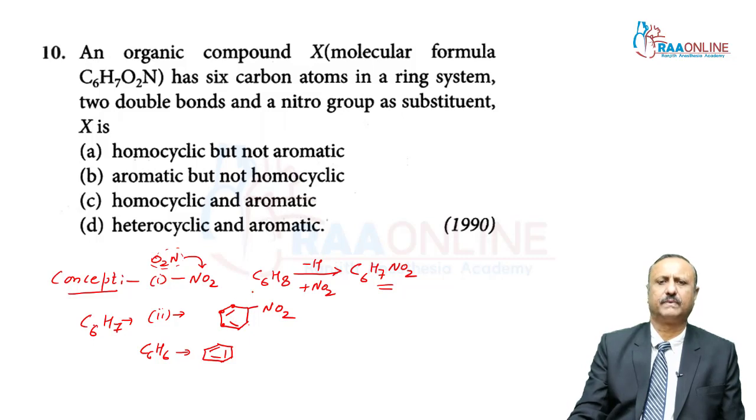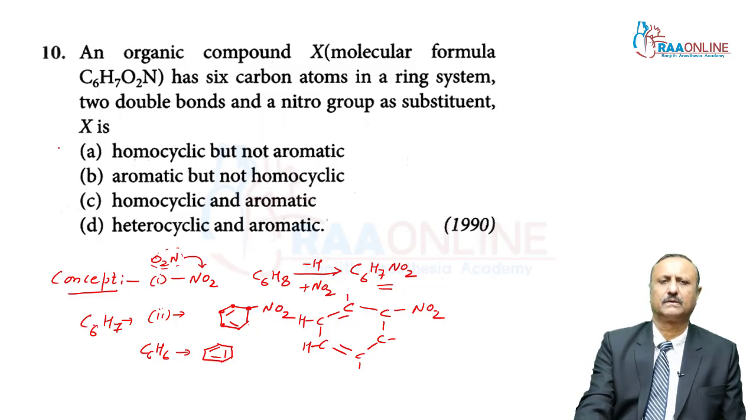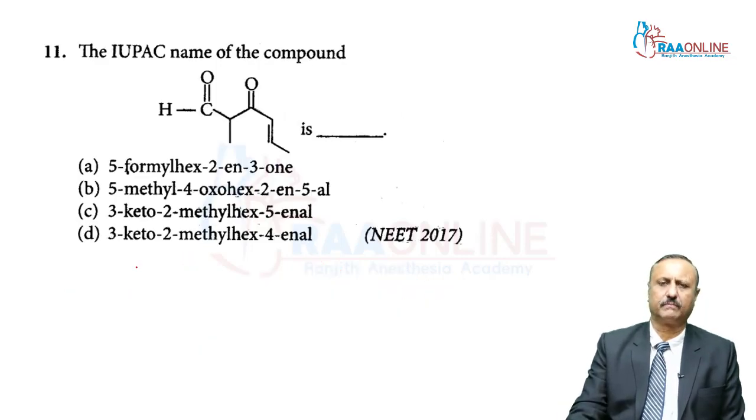But my students, here this compound is homocyclic, because all the carbon atoms are attached with each other and all the carbon atoms are present in the ring. Only the same atoms are present in the ring, so it is called homocyclic. So, my dear students, this compound is called a homocyclic compound, but it is not aromatic. So, you can go to question number 10 A part. Now, my dear students, we can go to question number 11.